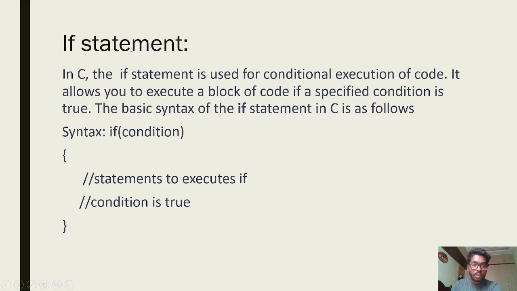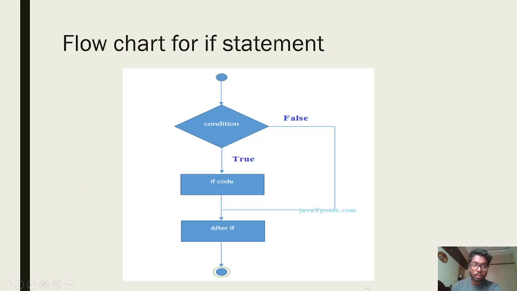If statement in C. If statement is used for conditional execution of a code. It allows you to execute a block of code if a specified condition is true. The basic syntax of if statement is as follows. So here you give the condition, and if the condition is true, the statement is executed. If the condition is false, it will end the code. So you can see the flowchart here.